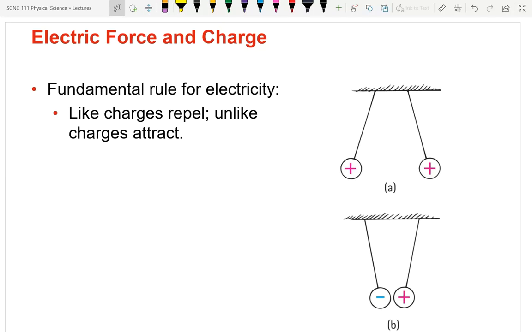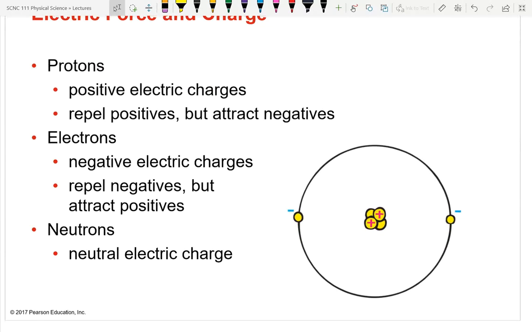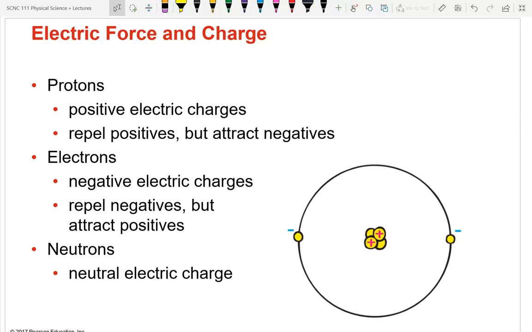So fundamental rule, opposites, what do? Attract. Likes repel. That's a very important rule. And now the basic charge carriers, protons, neutrons, and electrons, are what atoms are made out of. How do we know this?